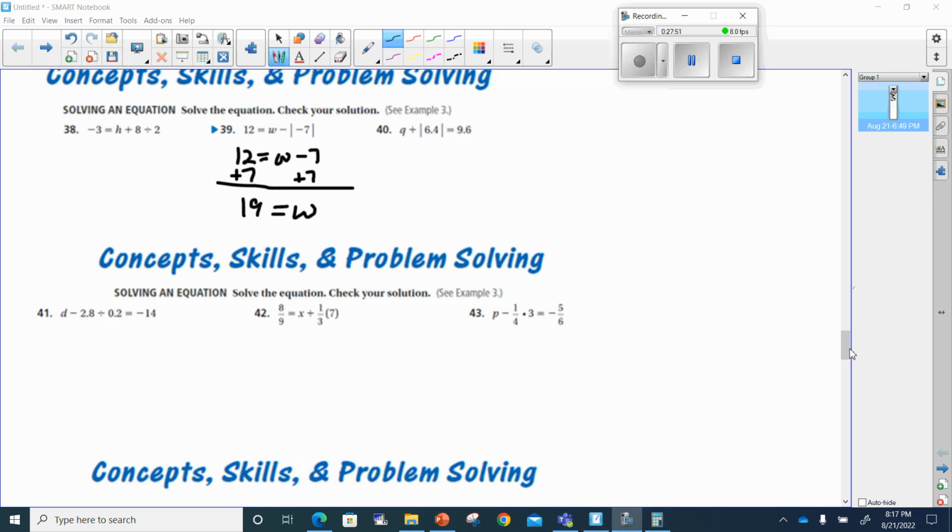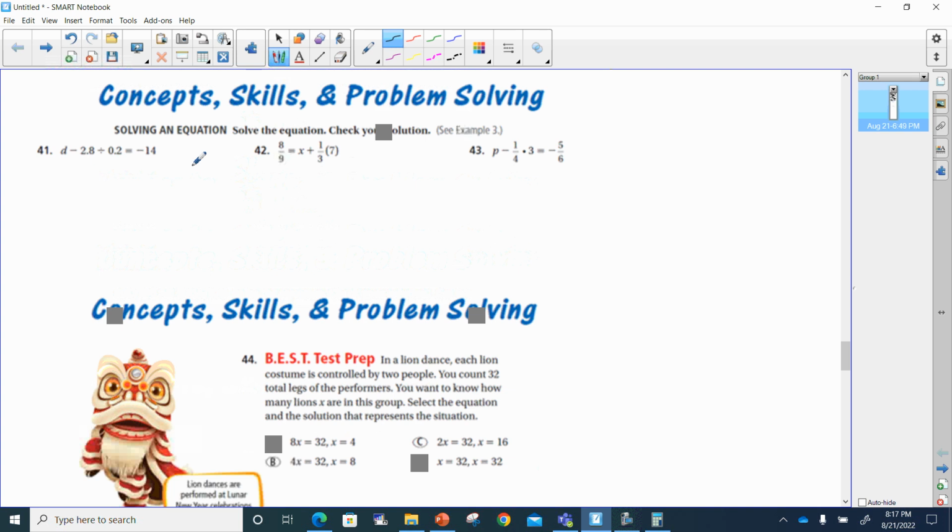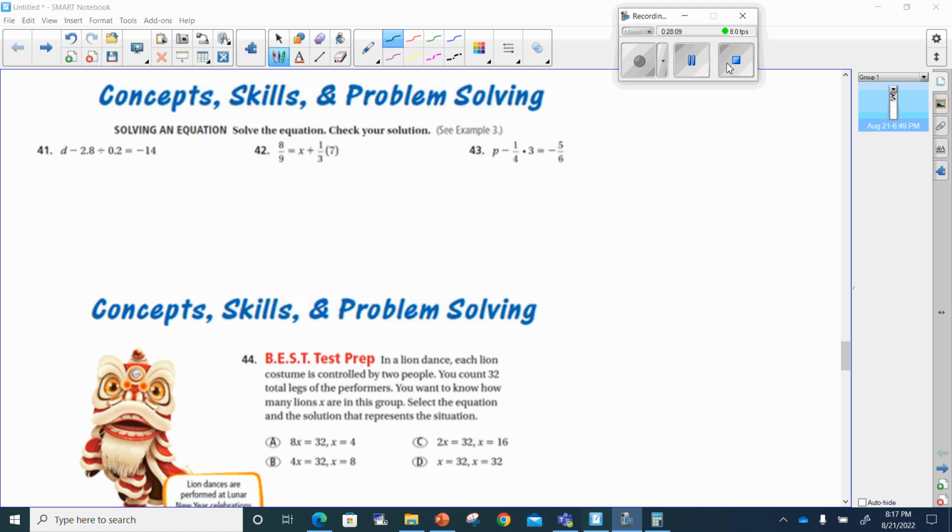All right, next I have number 41. 41 says solve these equations. If I was to solve this, just little decimals here, we're going to combine these up. Our like terms are 2.8, and is this a plus sign or division sign? I'm going to have to check in the book because I really can't make that out. And I see that is a division sign in the book, so let's go ahead and work that out.